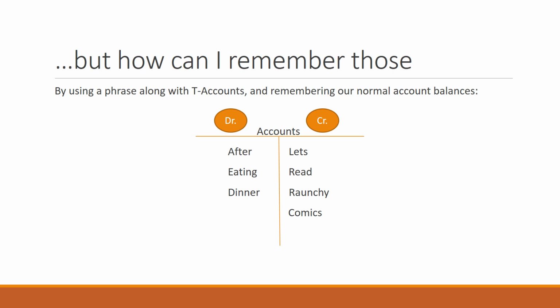After, of course, stands for assets, eating for expenses, dinner for dividends, let's for liabilities, read for retained earnings, raunchy for revenues, and comics for common stock. Just remember the sentence, "After eating dinner, comma, let's read raunchy comics," and you can always figure out the correct way to post debit or credit entries.